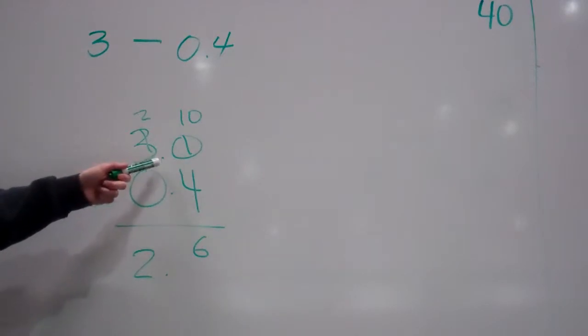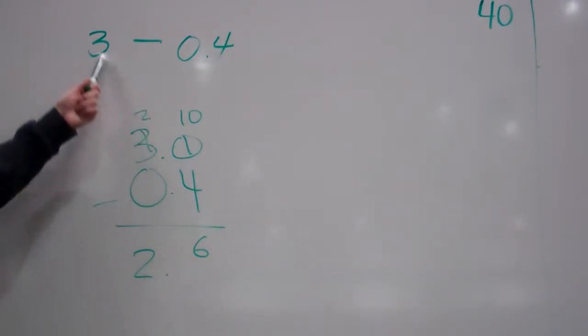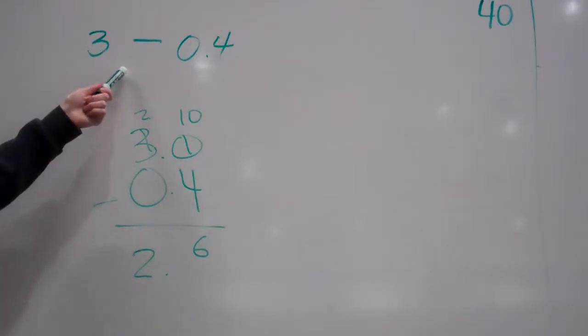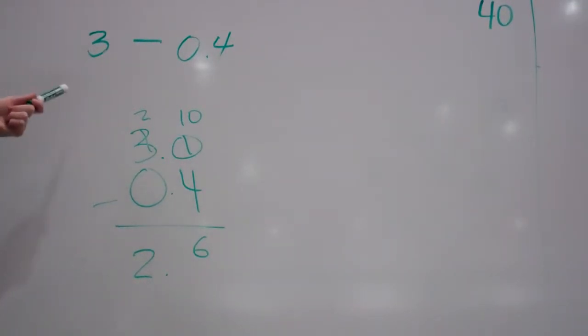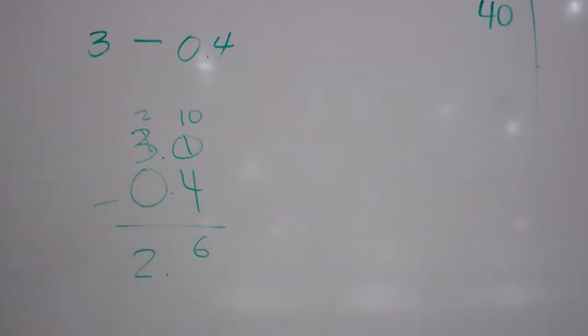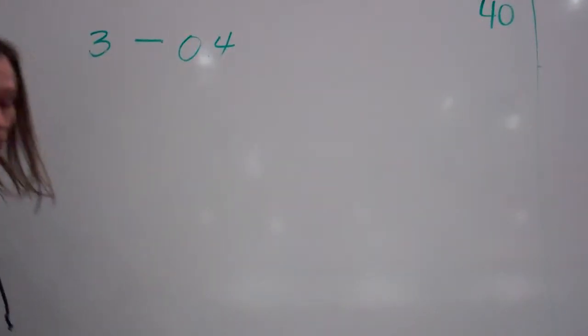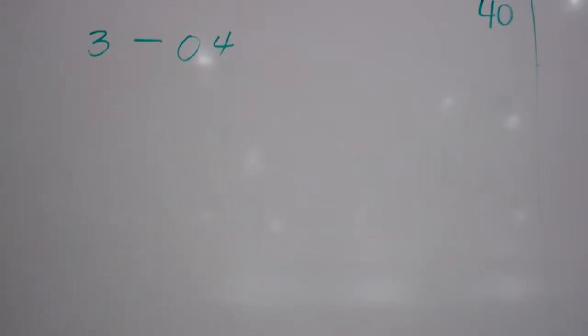Good job. He put a decimal at the end of the 3. Why? It wasn't up here. But what do we know about decimals? They're always at the end of a number, even if you can't see it. Okay? So he put 3.0 and then 0.4. All right? Then when he worked it out, it became 2.6. Very good. All right. Now, we're going to move to multiplying.